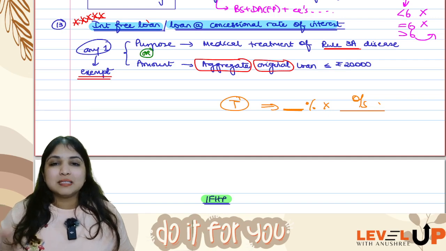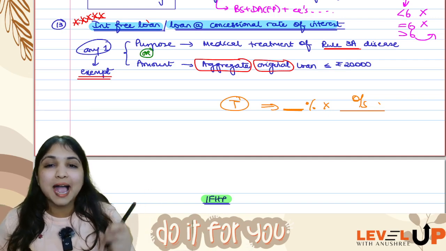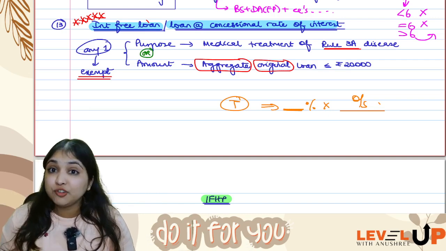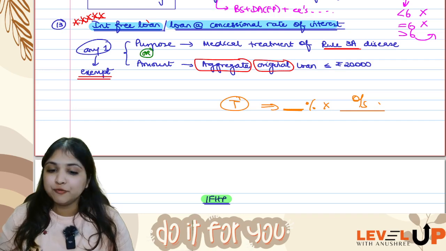Okay. So if the purpose is medical treatment of Rule 3A disease, or if the aggregate original loan is within 20,000, out of these two, if even one situation is applicable, then the perquisite will be fully exempt.